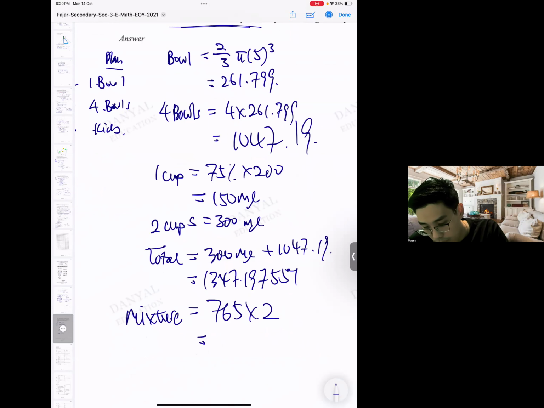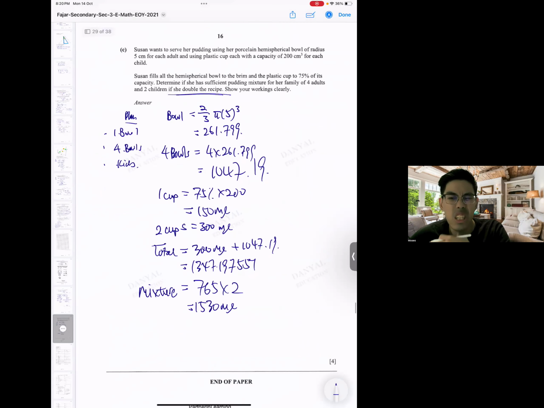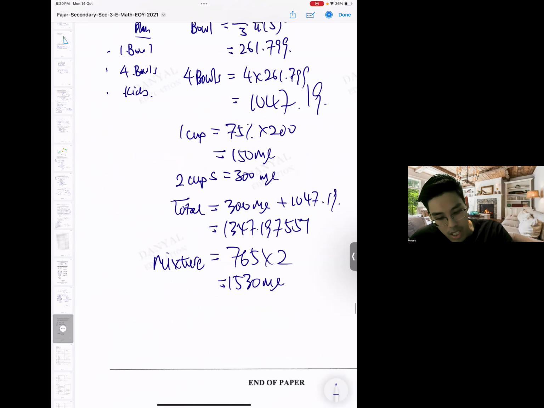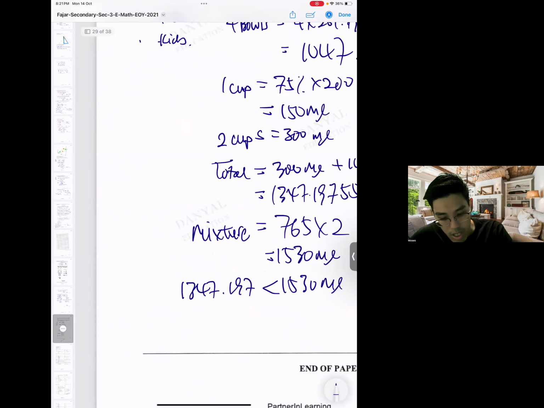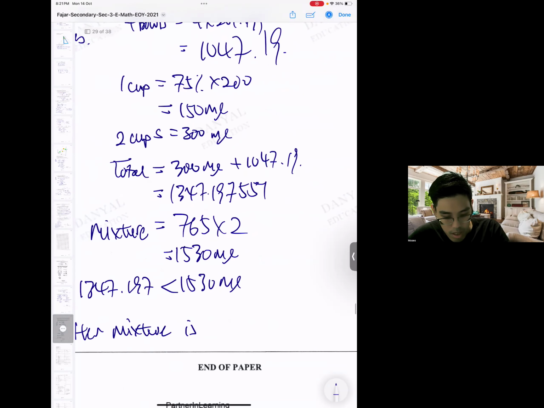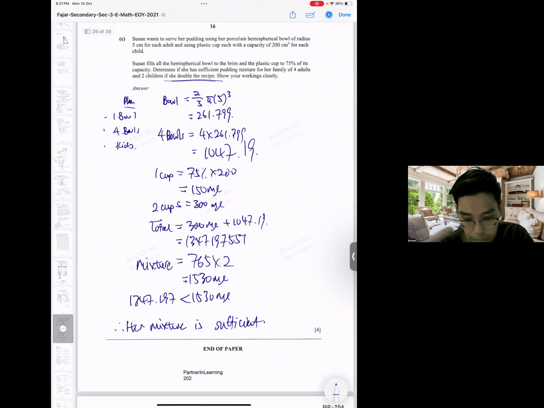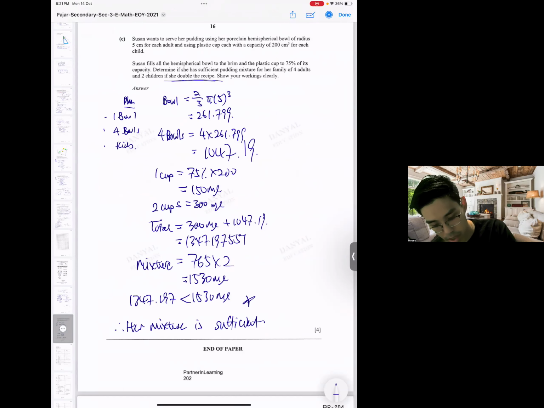So 765 times 2 is 1530. So therefore it's confirm enough. Okay, so as we can see that 1347.197 is less than 1530 ml. Therefore, her mixture is sufficient. That's all.